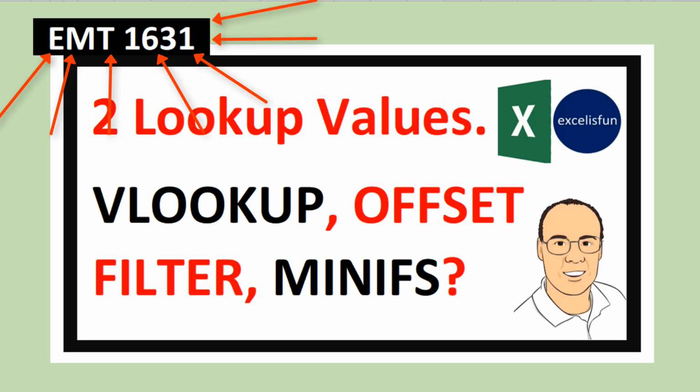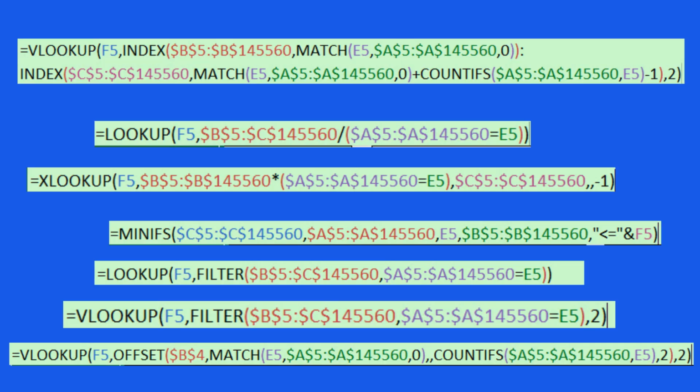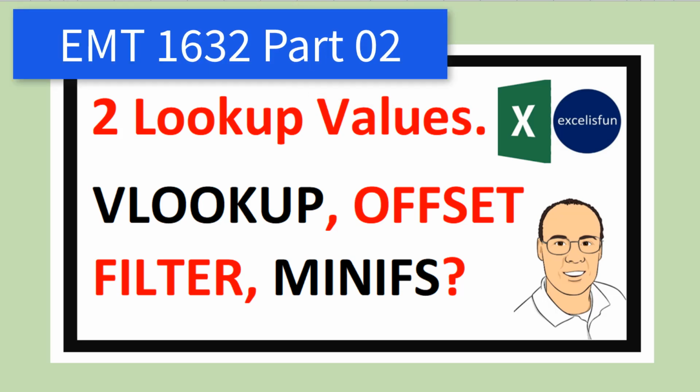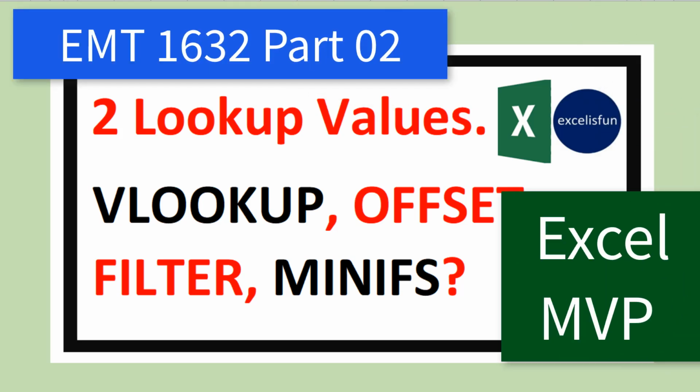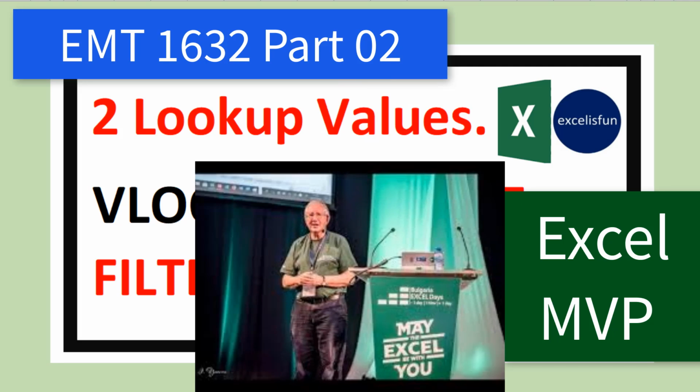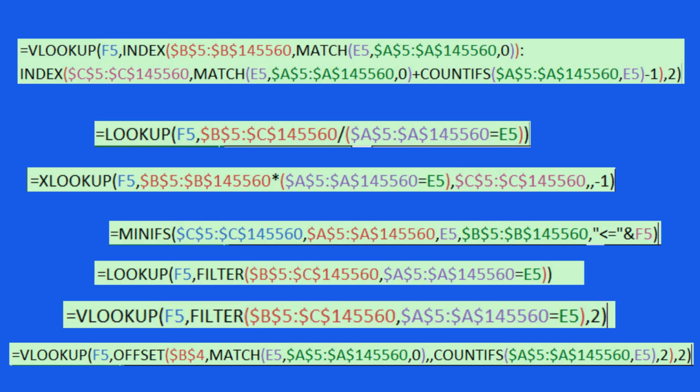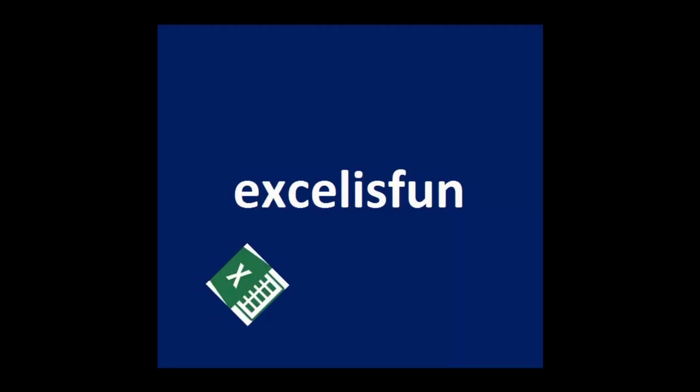Back in Excel Magic Trick 1631, we had lots of different formulas for looking stuff up when we had two lookup values. Now, this is a follow-up video, and in this video, we want to take Excel MVP Charles Williams' formula timer and time the different formulas. And we are going to be surprised.